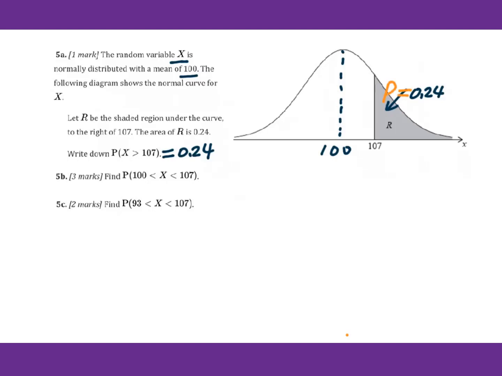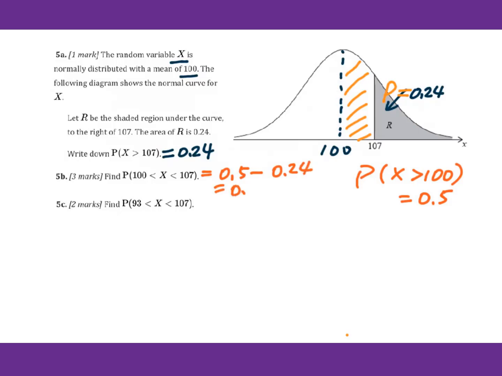Now go to 5b. Find the probability x greater than 100 and less than 107, which means this area. It will be equal to 0.5 because probability x greater than 100 equals 0.5. Therefore, between 100 and 107, we have to use 0.5 minus 0.24. You will get 0.26.